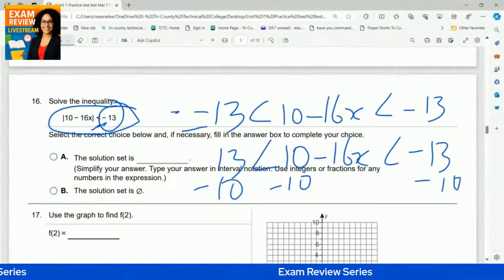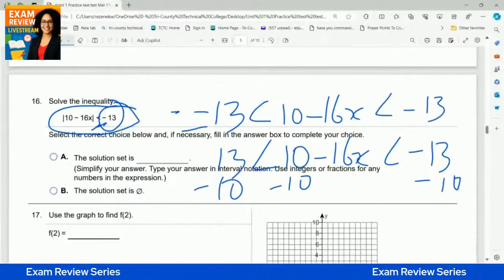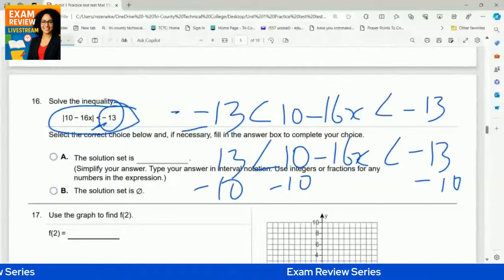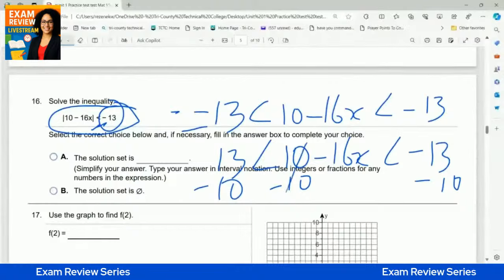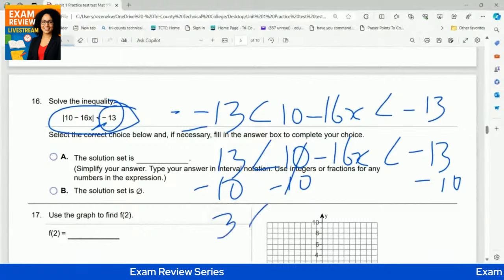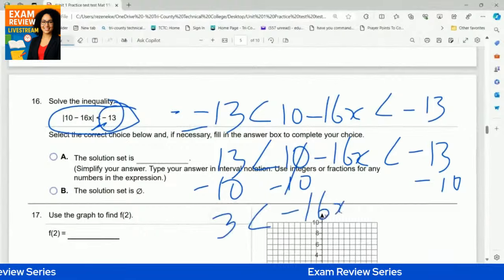You are solving, remember, it is a compound inequality. You solve the three sections together. It's a compound inequality. Okay, so I will just cancel this one because they cancel. And then I have 3 on the left-hand side is less than negative 16x is less than negative 23.